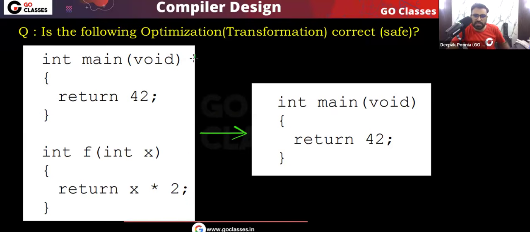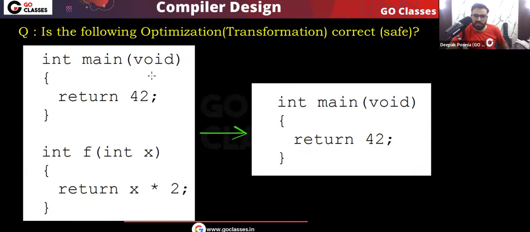So you can see this code, if I transform this left code to the right code, then this is a correct transformation, yes or no? Because anyway, you can see that the main function is not calling function f. This function f is unreachable, I can say, from the main function, because the main function is the starting point of the execution. So from the main function, function f is unreachable. We will never reach function f. So definitely I can remove it. This is what it means by optimization.